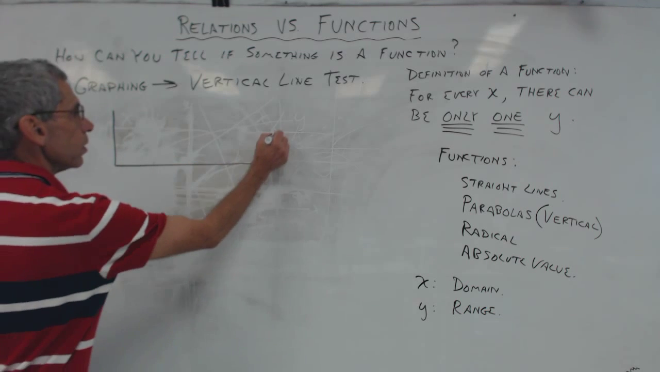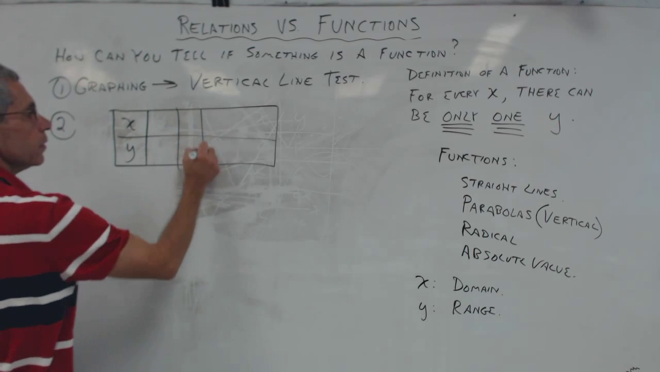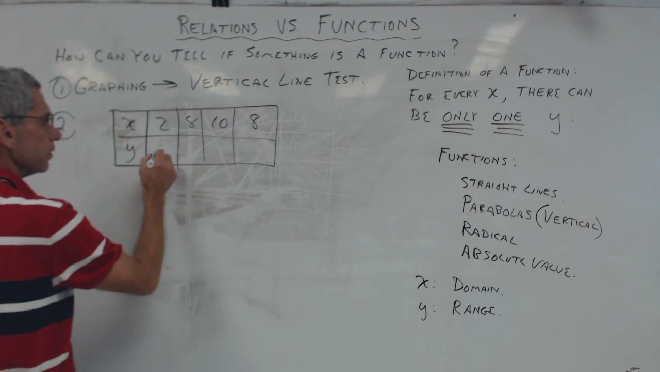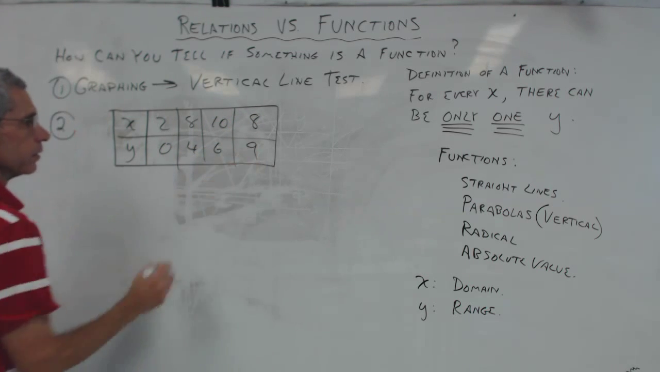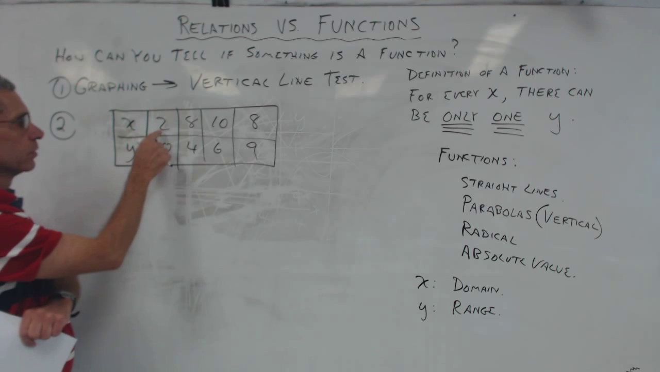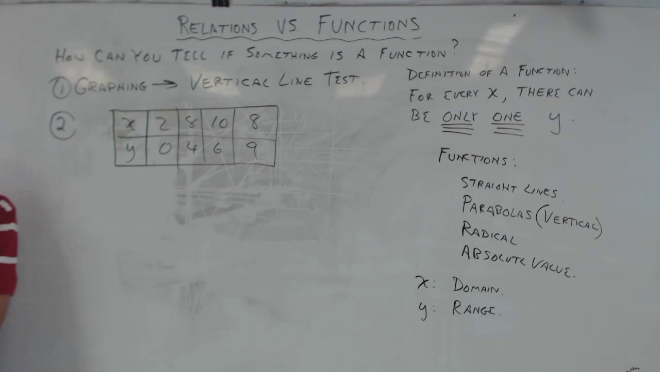Now sometimes you will see a t-chart that is not vertical, but it's horizontal. And I don't know what they call them, t-chart, box charts, I don't know what they are. I don't usually do these, but if I had 2, 8, 10, 8, 0, 4, 6, 9. Function or not a function? No, because the 8. The domains are what you're looking at. It's only the domain that you're looking at. The domains are the x's. So 2, 8, 10, 8. There's an 8 and an 8, and they both have different y's. It is not a function.